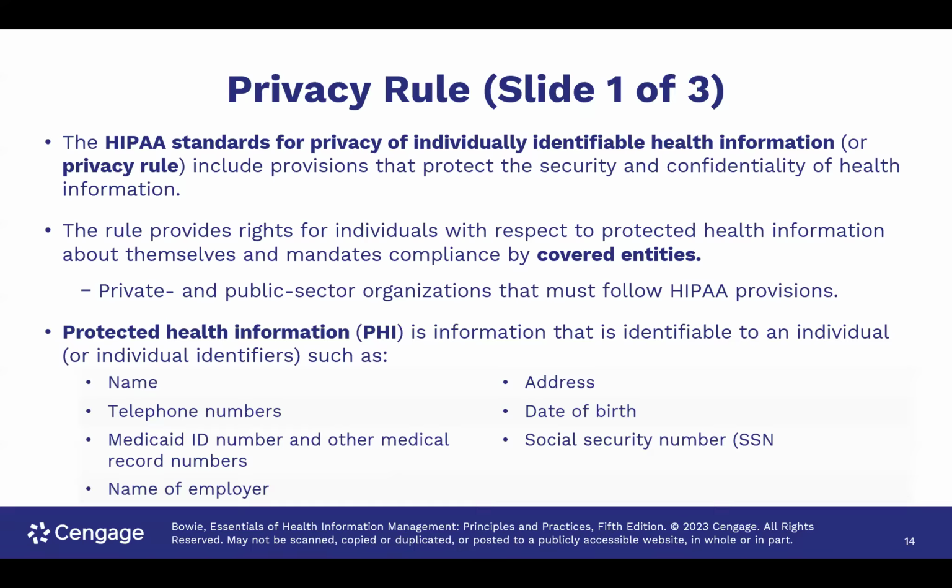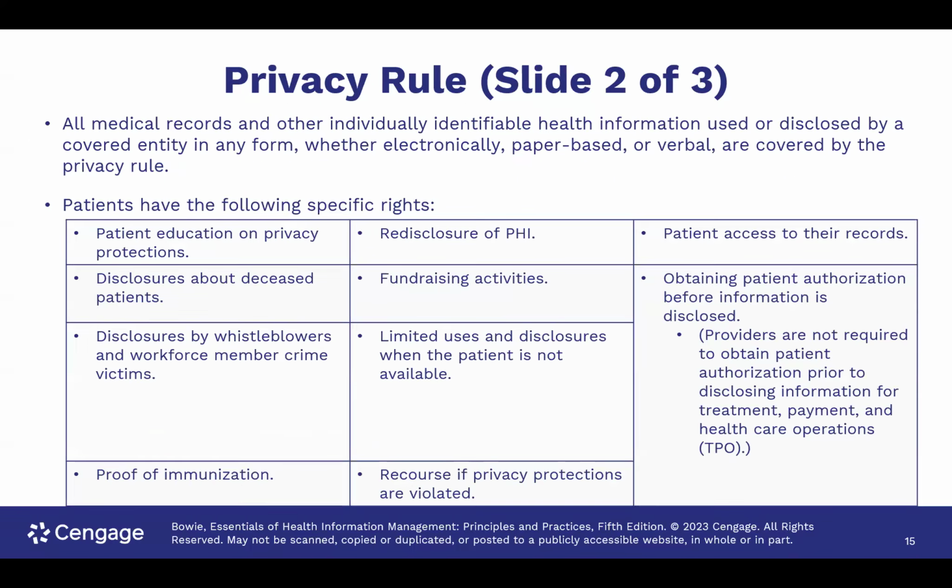Protected health information, or PHI, is information that's identifiable to an individual and has identifiers such as name, telephone number, Medicaid ID number or other medical record numbers, name of employer, address, date of birth, social security number. If it has any of this, it is considered PHI and falls under the privacy rule. All medical records and any other individually identifiable health information that's used or disclosed, whether electronically, paper-based, or verbal, are covered by the privacy rule.